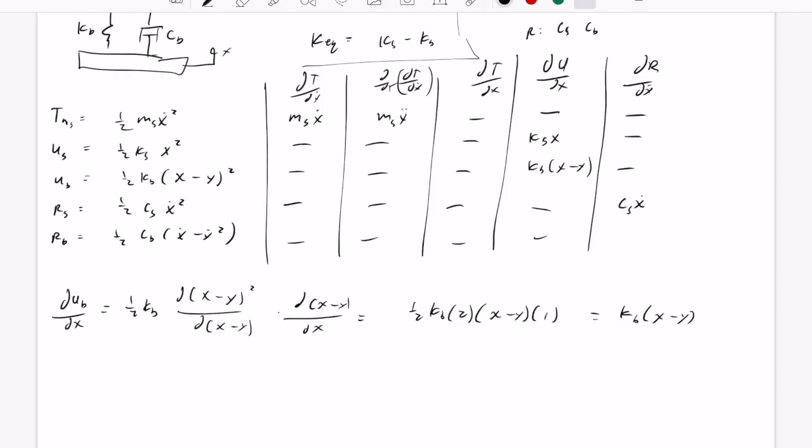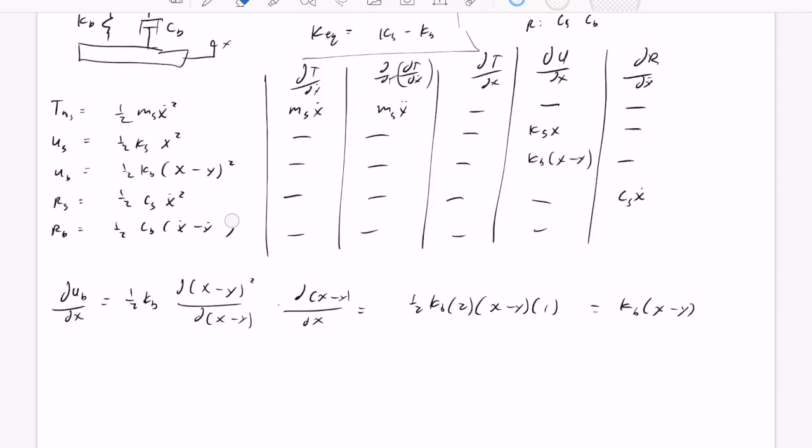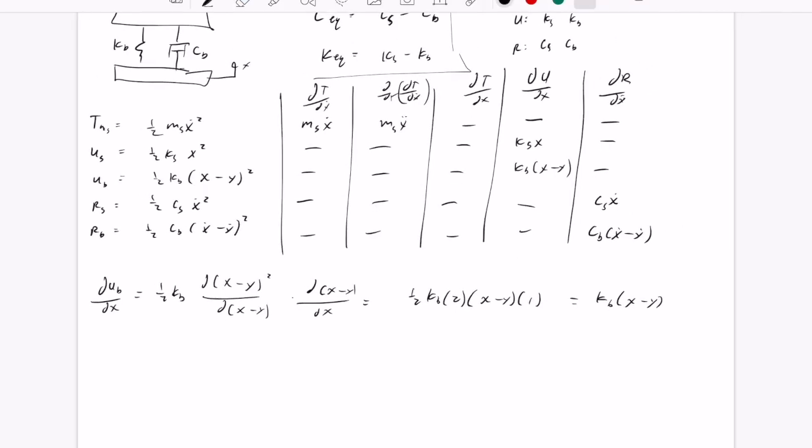And then this last one, let's take a look. Oh, there's a typo right there. There we go. This has essentially the same form as this one. And if you do it, you're going to end up with c_b times (x dot minus y dot). Now when we add all these together, we have m_s x double dot plus k_s x plus k_b of (x minus y) plus c_s x dot plus c_b of (x dot minus y dot), okay, is equal to 0.